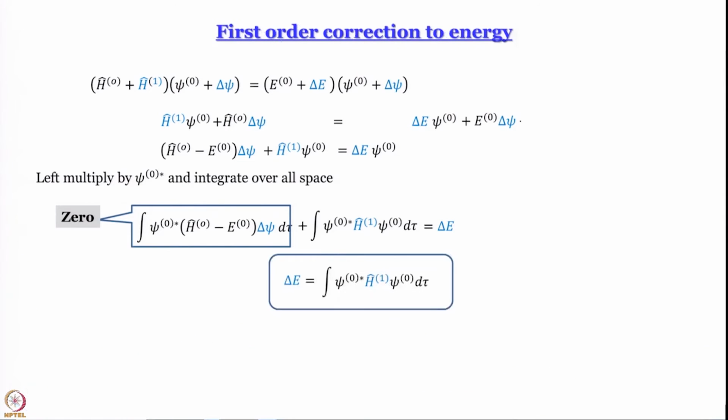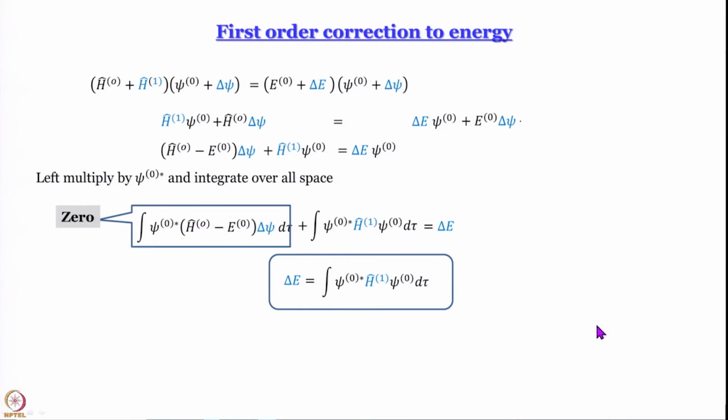You do not have to worry about it. So, finally we get an expression for the first order correction to energy, and that expression is delta E equals the integral of the unperturbed wave function multiplied by the first order correction term to the Hamiltonian operating on the unperturbed wave function itself, integrated over all space. Okay.